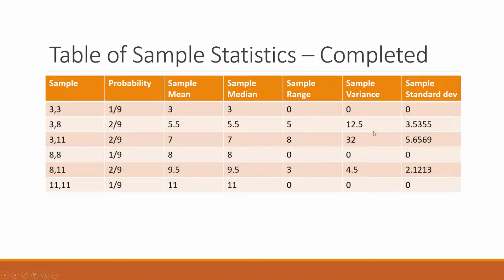To do variance, you would take, first of all, the mean and subtract it from each value. Then you would square that difference, add up all of those squares, and divide by the number of data points in the sample minus 1. And that's how you calculate variance. And then you take the square root of that to get the standard deviation.